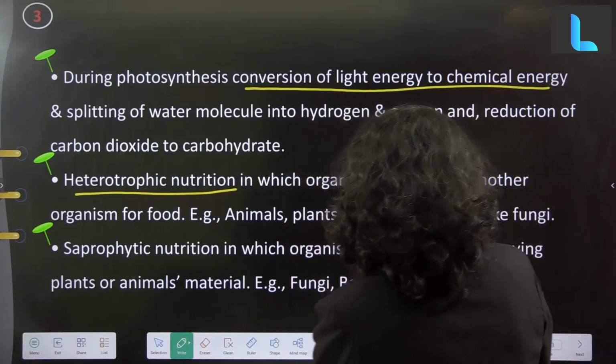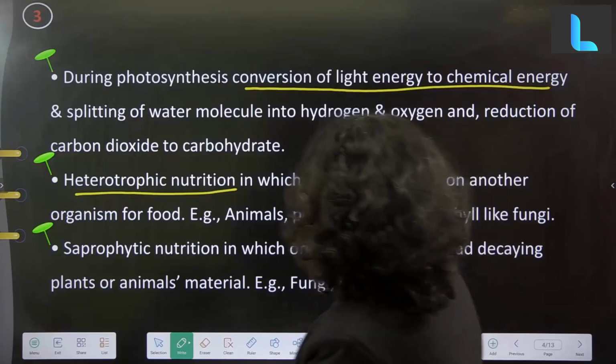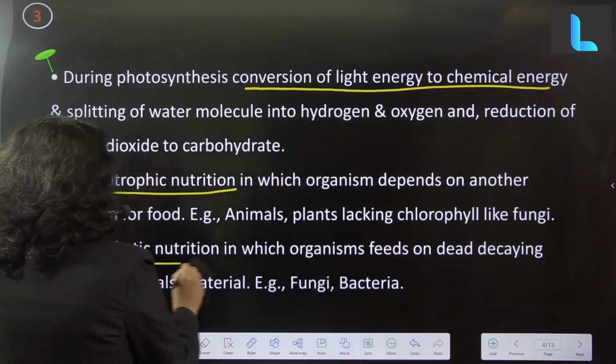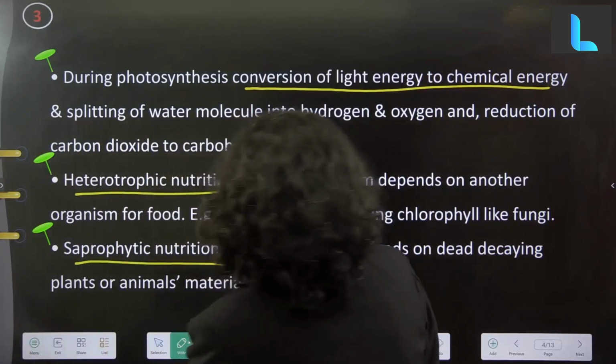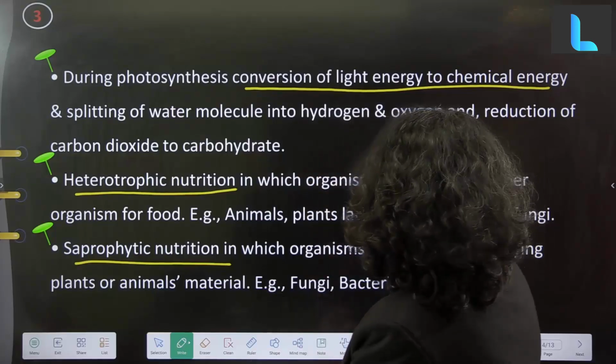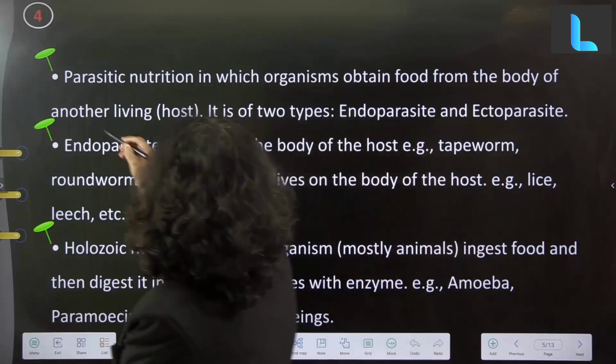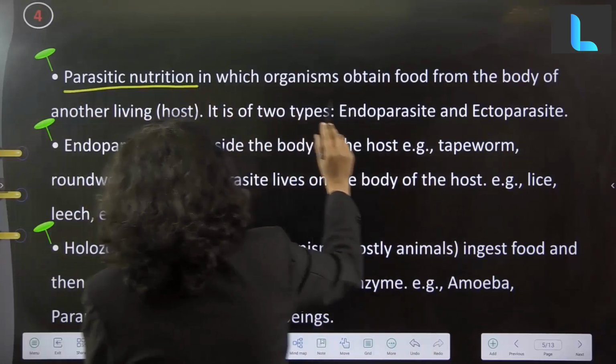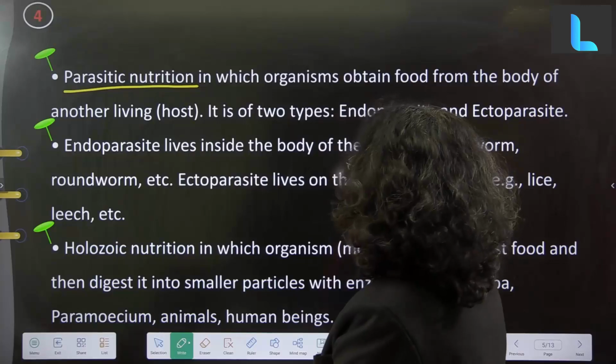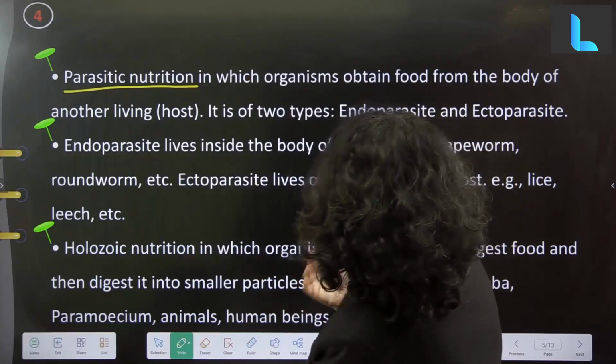Then heterotrophic nutrition is one in which an organism depends on another organism for food, like animals and plants lacking chlorophyll such as fungi. In saprophytic nutrition, the organism feeds on dead and decaying plants or animals, like fungi or bacteria. Now parasitic nutrition is one in which the organism obtains food from the body of another living host. They are parasites on them.